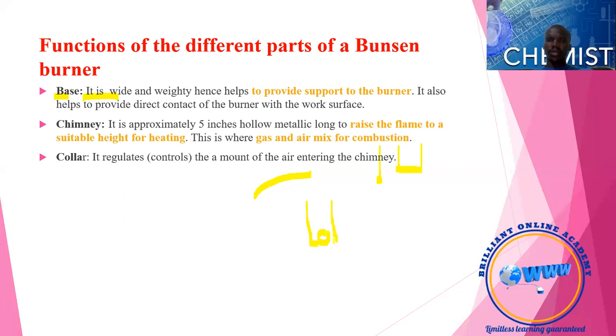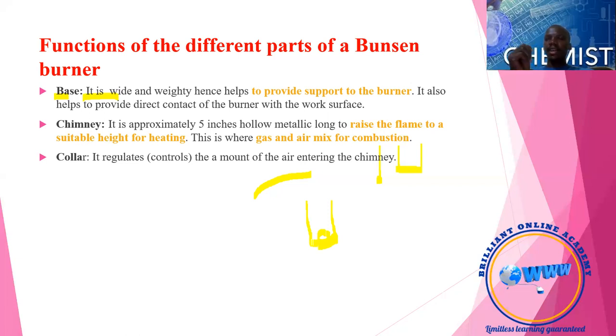I want you to get that. So this is our chimney. There is an air hole there. So this air hole is what allows the air, from the word air hole, to enter into the chimney. So this one, we can now regulate the amount of air entering into the chimney by using what we call the collar.